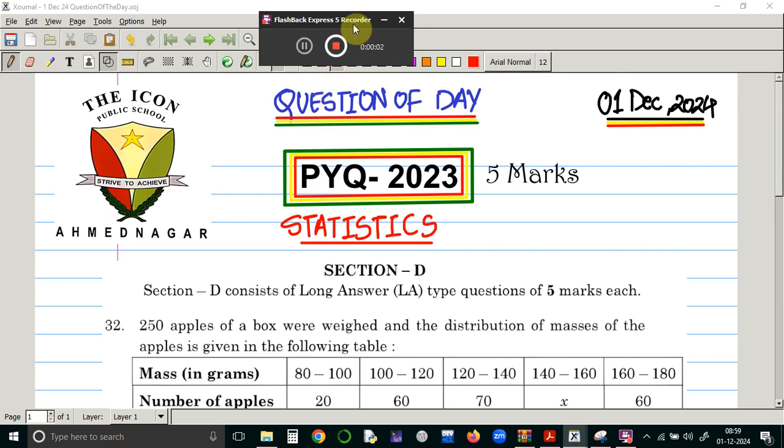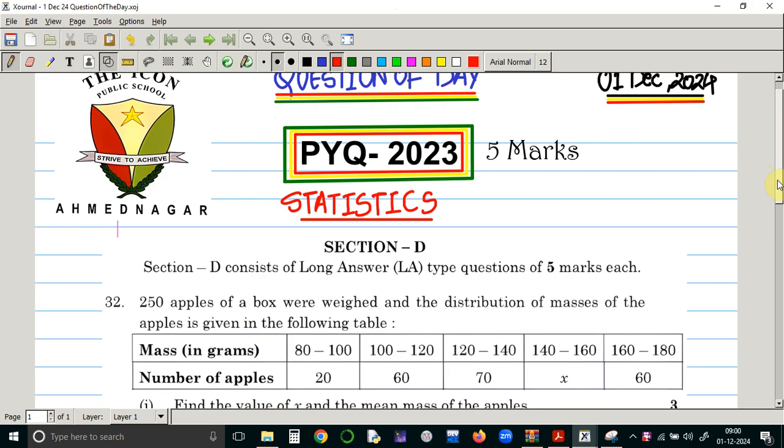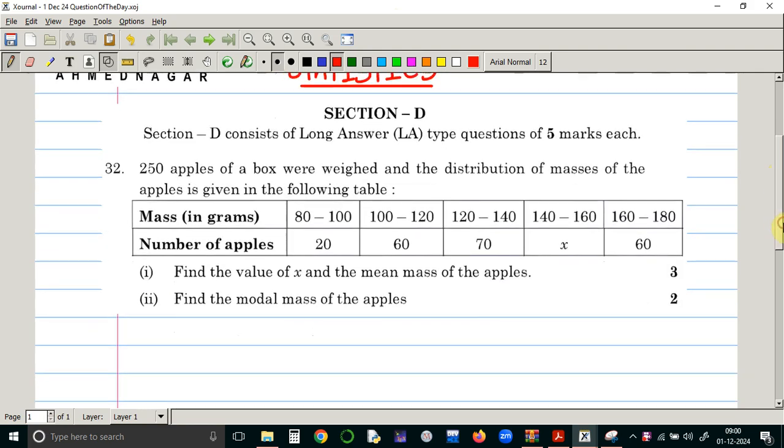Hello everyone, I hope you have solved the question of the day and you came here to check the solution and the way of writing it. So the question of the day is from previous year question 2023 and the topic is statistics. This is a 5 marks question asked in section D.